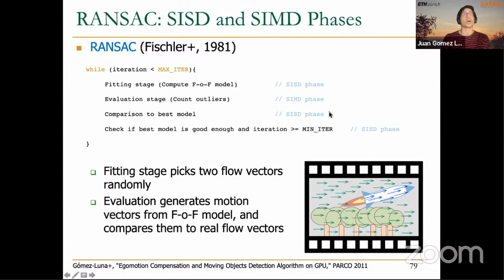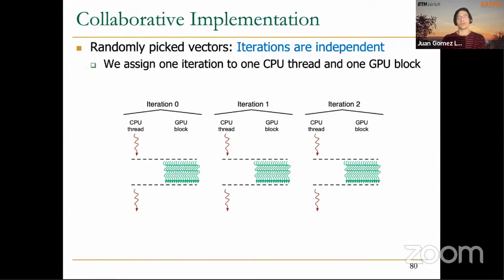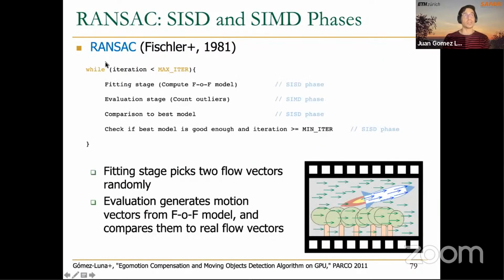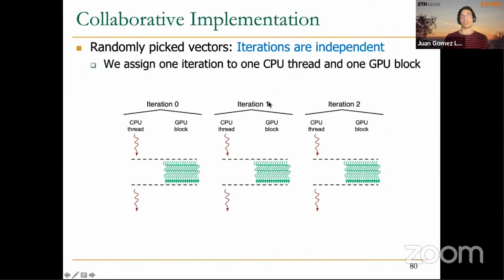So the way to implement this in a fine-grained partitioning manner is by dividing this whole task into several subtasks that are assigned to different devices. And the realization here is that all these iterations are independent. Why is that? Because the two vectors that are used to generate the model are randomly picked. And what that means is that we can compute multiple iterations in parallel if we have parallel workers, right?